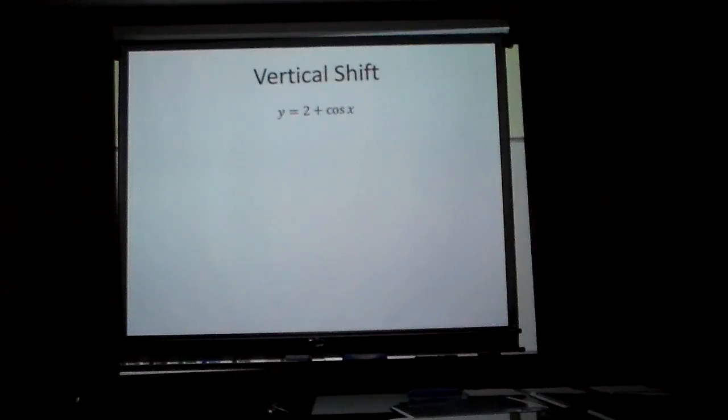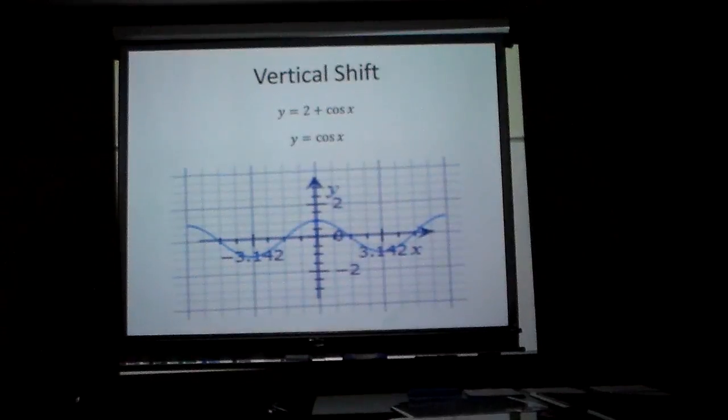Okay, vertical shifts. Let's first look at 2 plus cosine x. First, let's look at our cosine x. Here's our normal cosine x graph, right? It starts at 1, up at 0, 1. Basically what's going to happen is I'm going to take these points right here and just move them all up 2.